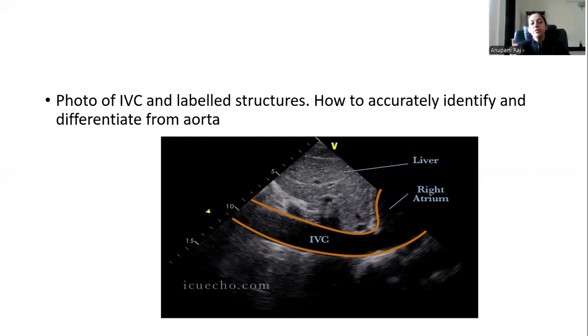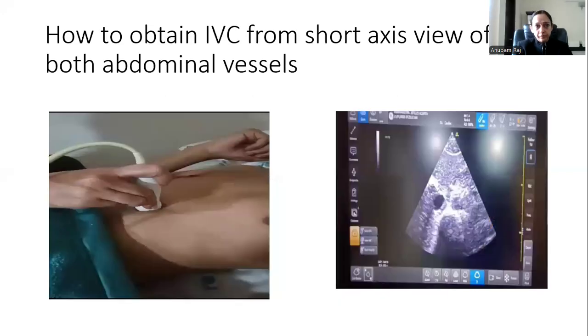Another important thing to notice here is that both abdominal vessels, the aorta and IVC, lie side by side. So it's important not to make the mistake of identifying the aorta and thinking that it is the IVC. The aorta tends to be pulsatile and rounder, and the thick walls are very clearly visible. If you're accidentally seeing the aorta, you won't be able to see the hepatic veins draining into it, and you won't see it opening into the right atrium. So it's important to acquire this complete image.